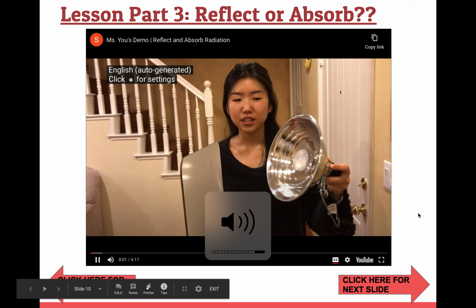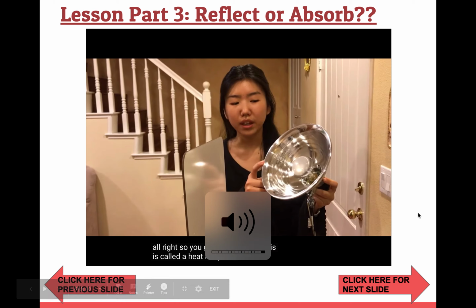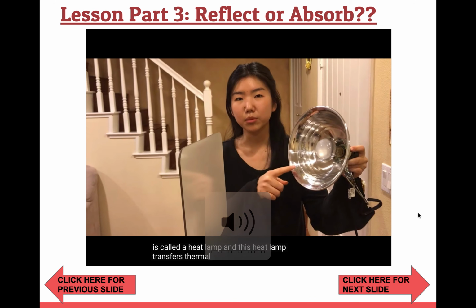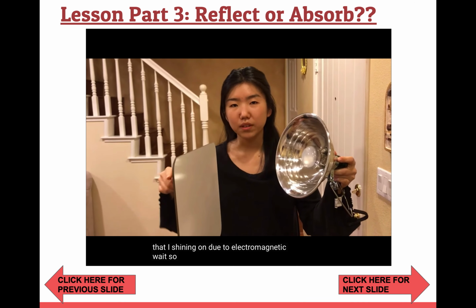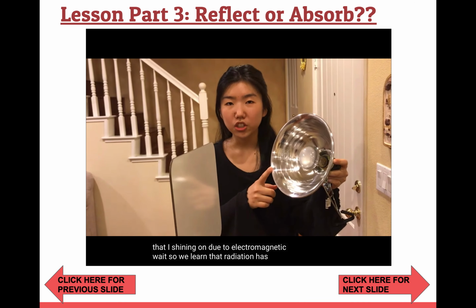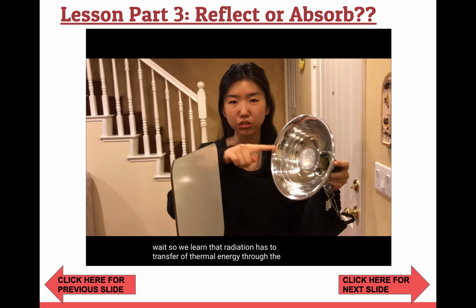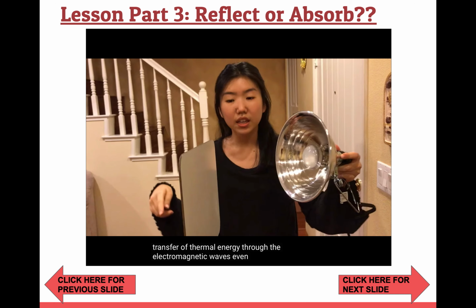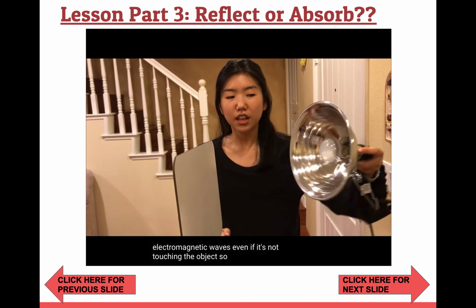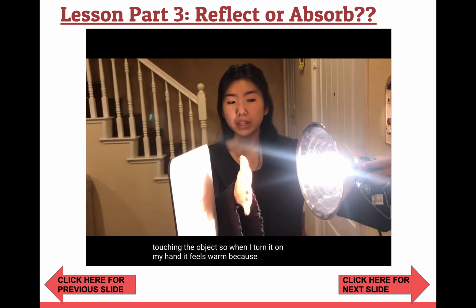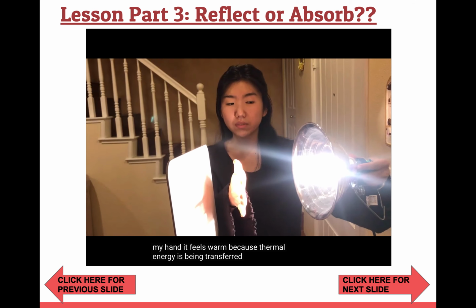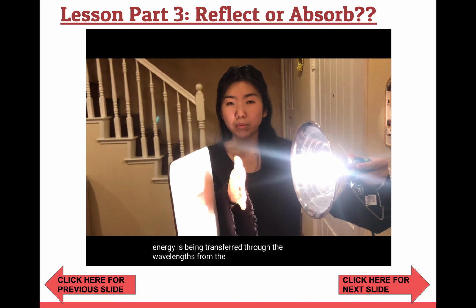Alright, so you guys learned that this is called a heat lamp, and this heat lamp transfers thermal energy to the object that I shine it on due to electromagnetic waves. So we learned that radiation is the transfer of thermal energy through the electromagnetic waves, even if it's not touching the object. So when I turn it on, my hand feels warm because thermal energy is being transferred through the wavelengths from the light.